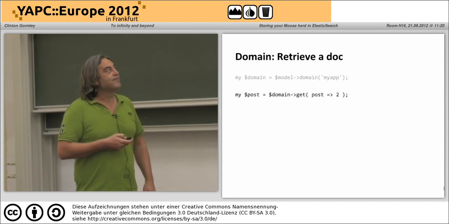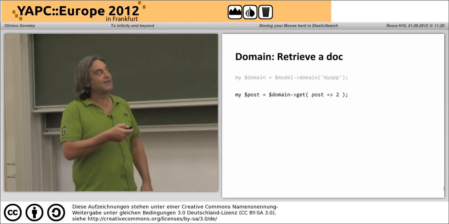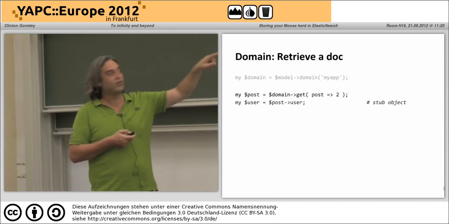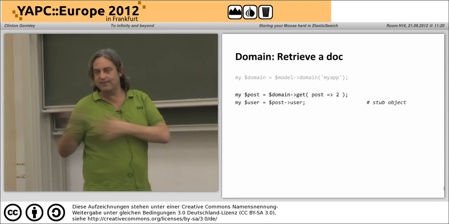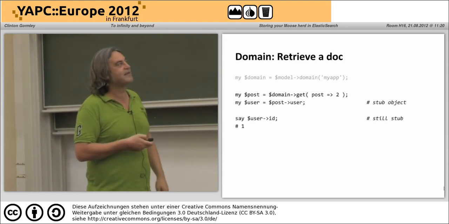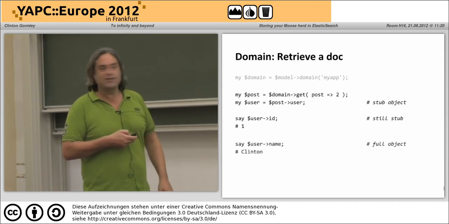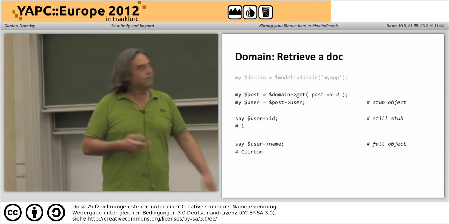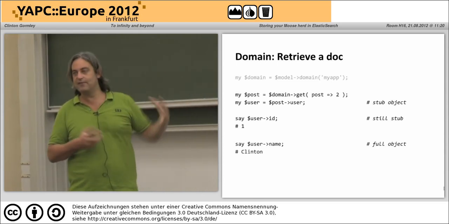To retrieve a doc, you just call get with the type and the ID. Now, the user that belonged to the post, we can retrieve through the post object. At this stage, we've asked for it, and it creates a stub object. It doesn't actually get it from the database. And the stub object has some information like ID in it. But as soon as we need to use the user properly, it fetches the data from Elasticsearch and inflates it into the proper object.